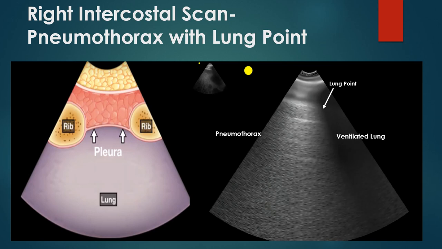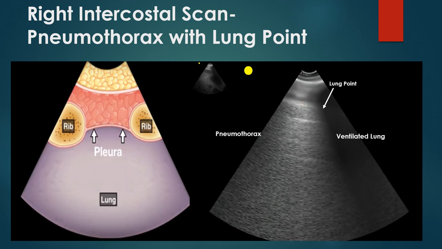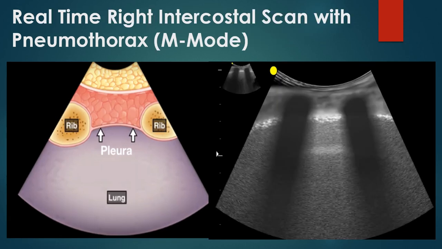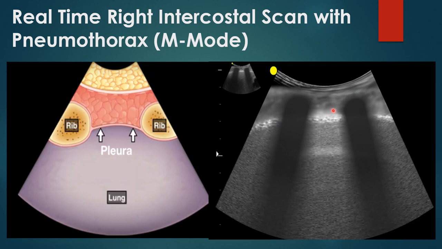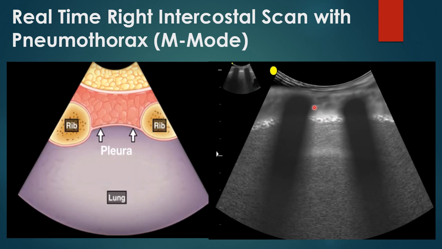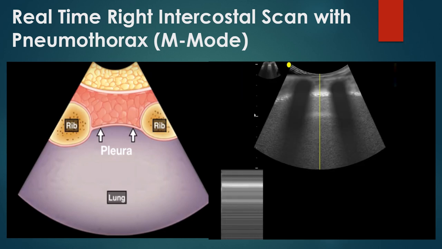Again, you got the dropout from the rib here. And as you can see on this diagram on the left, you can kind of see where the pleural space is and the lung is. So this is a real-time right intercostal scan with pneumothorax. This is an M mode. And what you see is you've got some nice sliding here in a normal patient. You've got some nice A lines dropped out from the ribs. And then in this patient, you've got a pneumothorax.